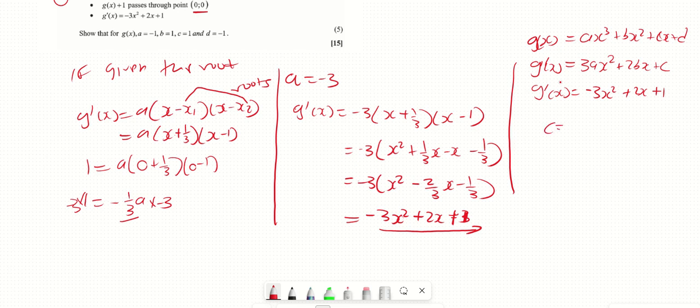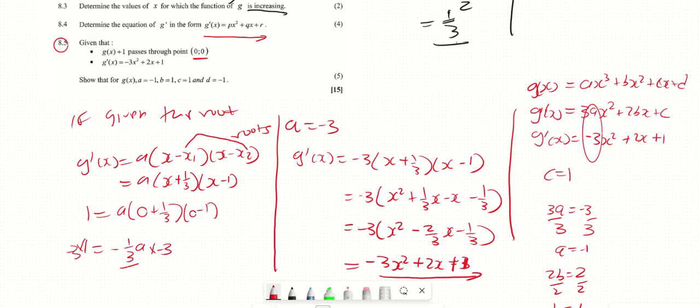Now I can see that my c is equal to 1. Then my 3a is equal to minus 3, so I divide by 3, and a is equal to negative 1. Then my 2b is equal to 2, I divide by 2, then my b is equal to 1. Now they said that g of x plus 1 should pass through (0, 0), meaning that when x is 0, y should be 0 if we add 1.